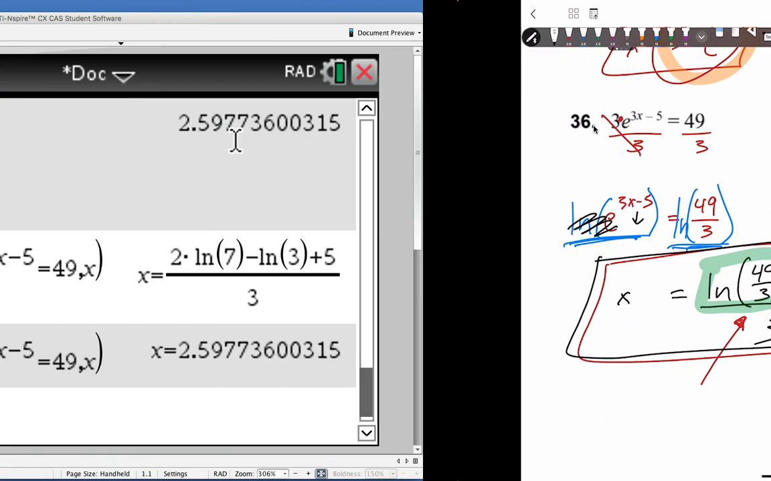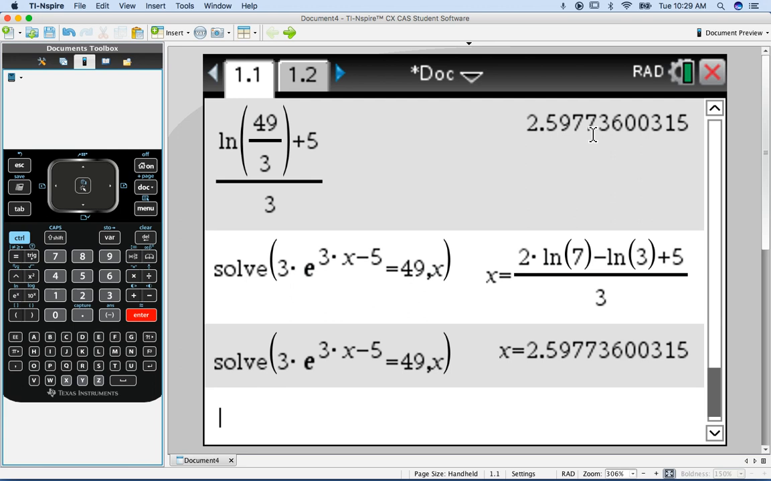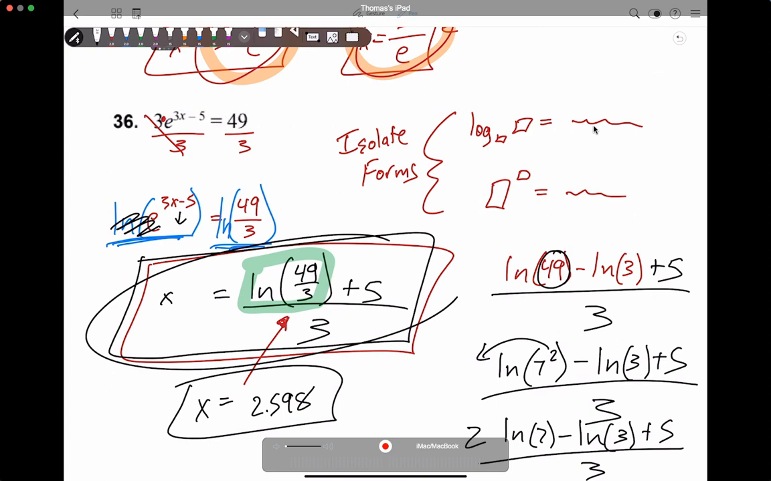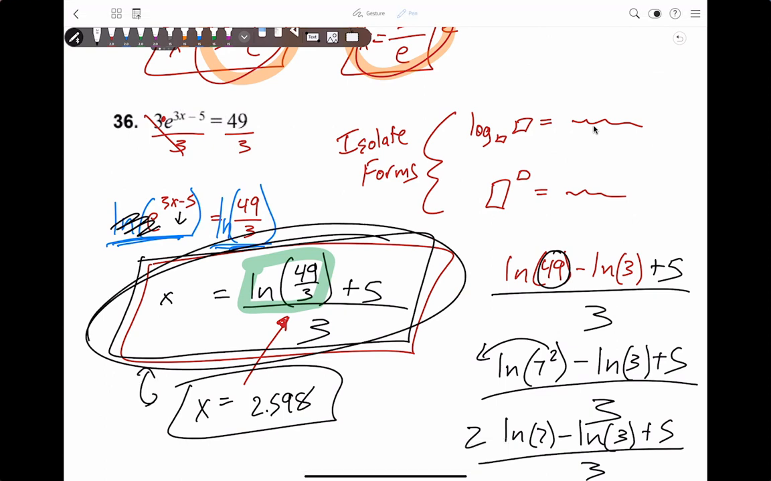Just read the instructions to your questions carefully. If it doesn't specify a certain way, you could do either one. So x is equal to 2.598 would be like the decimal equivalent to this thing right here. Either one of these, since it didn't tell us specifically which one to do. All right.